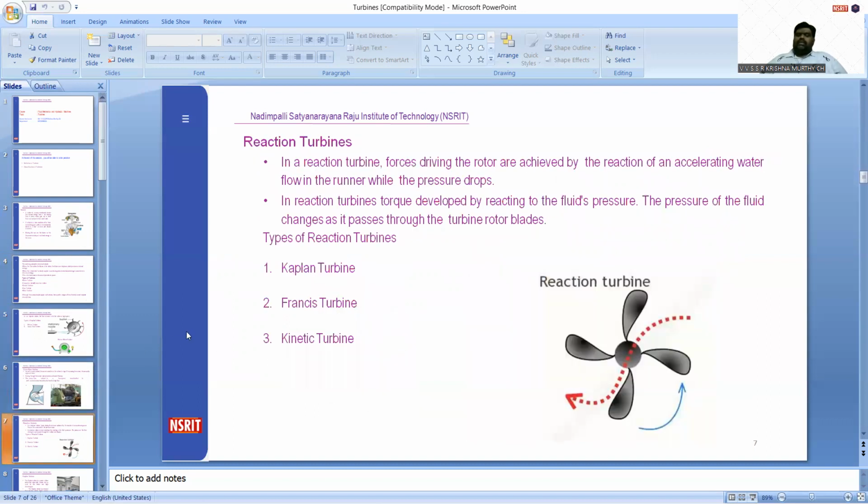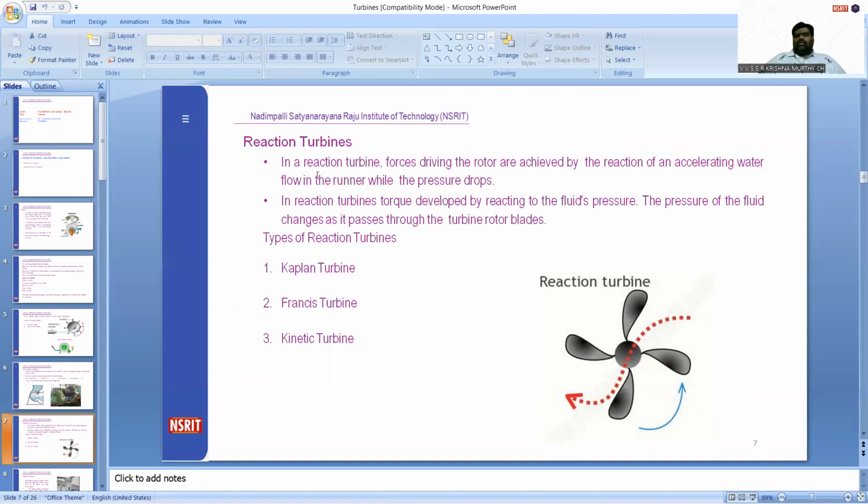And next are reaction turbines. In reaction turbines, we can see both the pressure energy and the kinetic energy, as given here. In the reaction turbine, the forces driving the rotor are achieved by the reaction of an accelerating water flow in the runner while the pressure drops. In reaction turbines, torque is developed by reacting to the fluid's pressure. The pressure of the fluid changes as it passes through the turbine rotor blades.